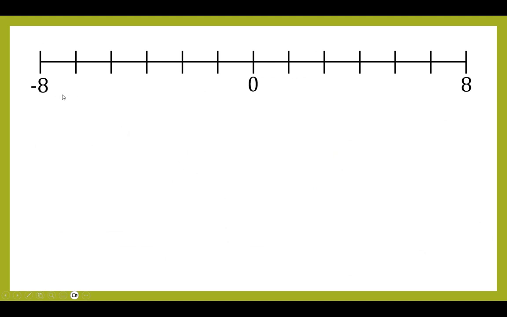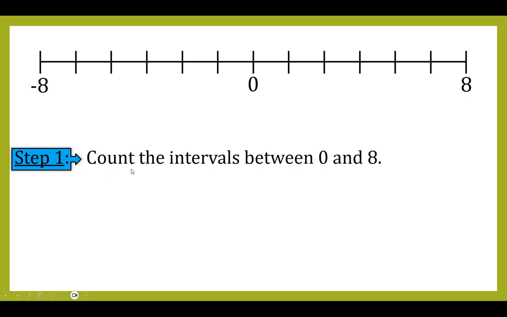All right, so let's look at the same number line. So again, I have 0, I have 8 right here, and -8. So step 1, I'm going to count the intervals between 0 and 8. So I'm going to start at 0, and I'm going to go to 8, and I'm going to count how many lines are there. Those are called intervals until I get to 8. So here I go. That's 1, 2, 3, 4, 5, and 6.